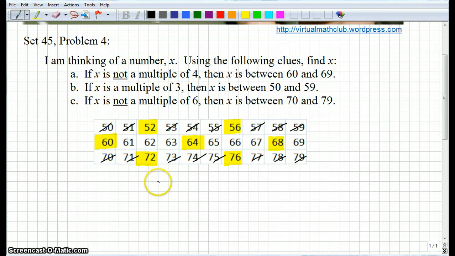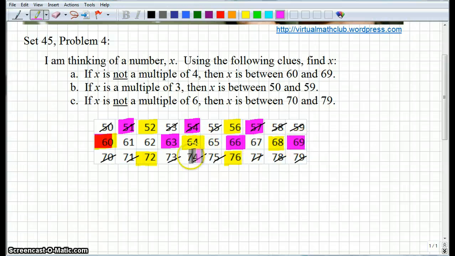And then let's look at the multiples of 3. Pick up a highlighter again in a different color. How about pink? 51 is a multiple of 3, because we can look at the sum of the digits. And then we can just count off 3 from there: 54, 57, 60, 63, 66, 69, 72, 75, and 78. Those are all multiples of 3.